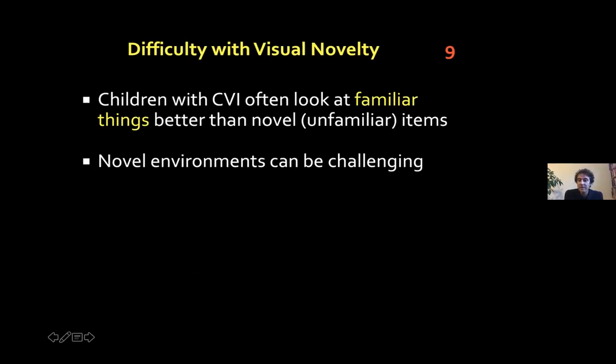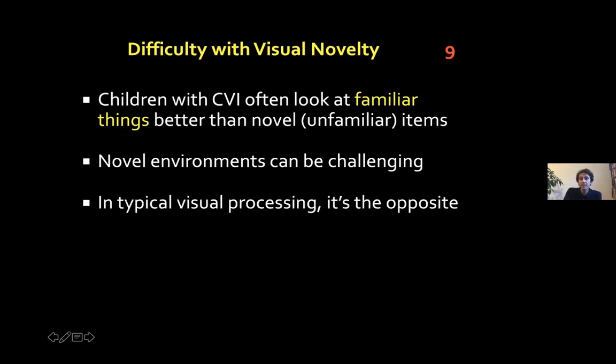We talked about this characteristic in the context of faces and in the context of complexity, but children with CVI look at things that are familiar better than things that are unfamiliar, including objects and environments. In typical visual processing, it's actually the exact opposite. When we see something that's unfamiliar to us, it makes us want to look more at it, not less at it.